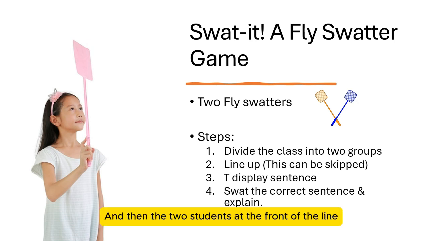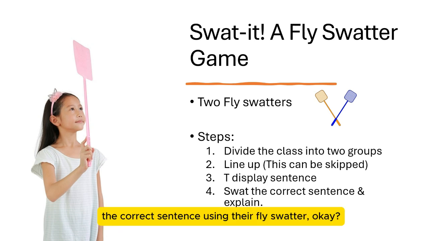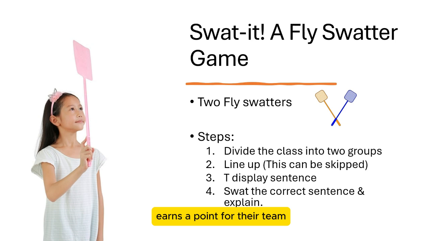Okay, and then the two students at the front of the line race to swat the correct sentence using their fly swatter. Okay, the first student to swat the correct sentence earns a point for their team. Now, to check their choice, you could ask the student to explain why they chose that sentence and what made the other one incorrect.